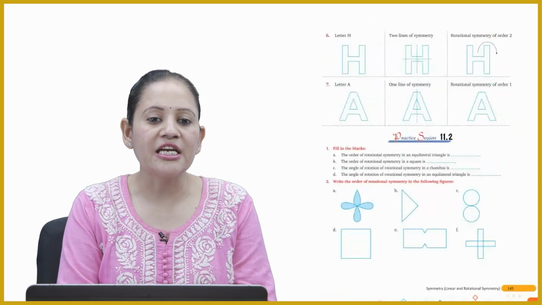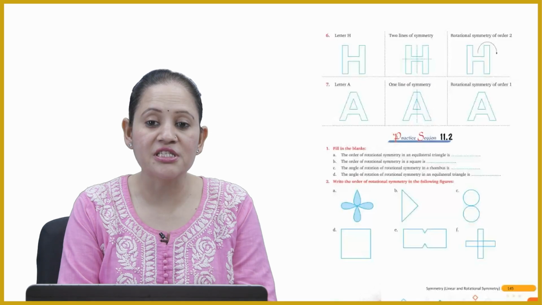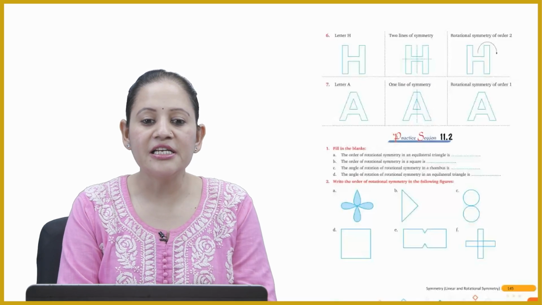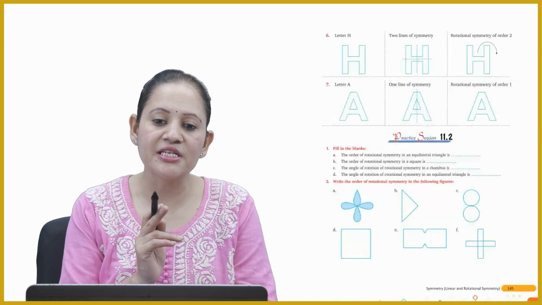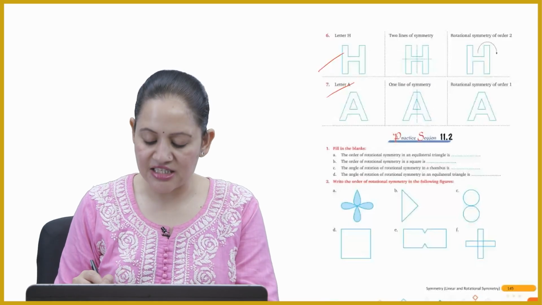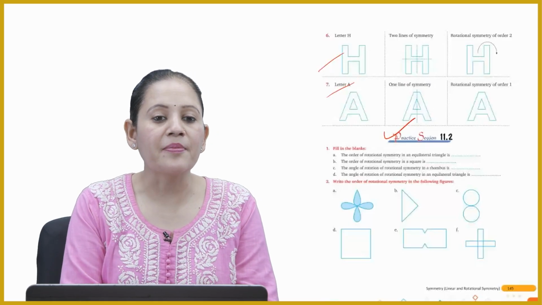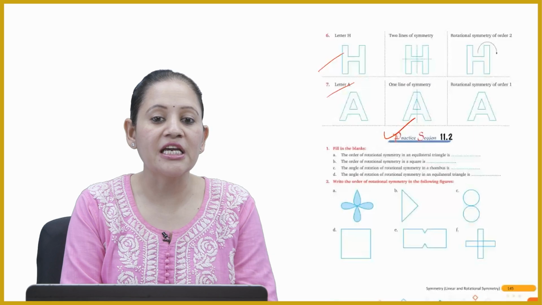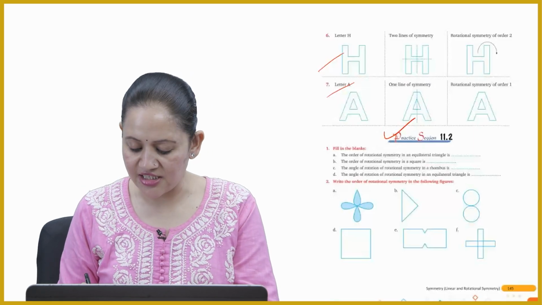Letter H, it has 2 lines of symmetry and rotational symmetry of order 2. Letter A, it has 1 line of symmetry and rotational symmetry of order 1. Next, practice session 11.2. Fill in the blanks. The order of rotational symmetry in an equilateral triangle is 3.